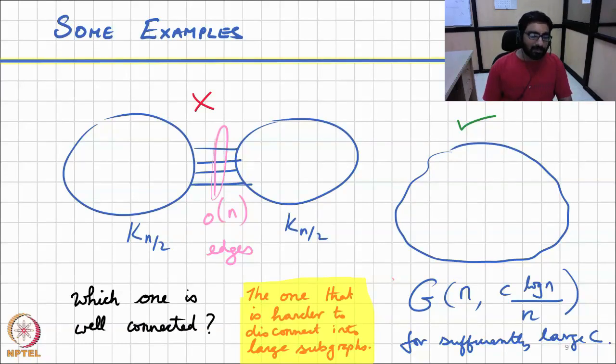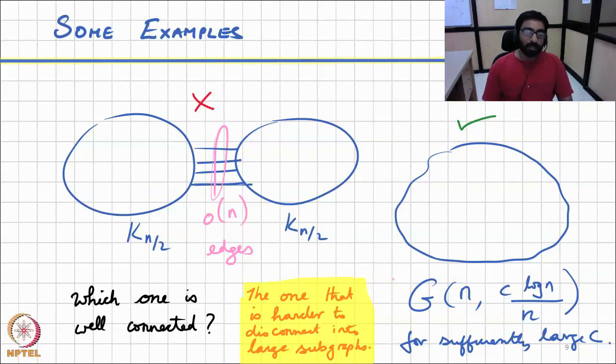So it's very easy to disconnect the graph on the left. You only have to remove the edges connecting those two complete subgraphs. It's harder to disconnect the graph on the right while breaking up the graph into two equal subgraphs. So this gives us a sense of what we are looking for in terms of what is a well-connected graph versus what is not a well-connected graph.